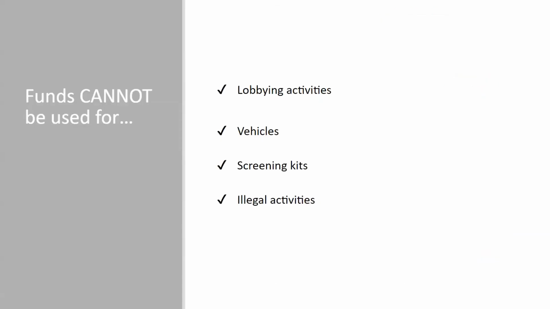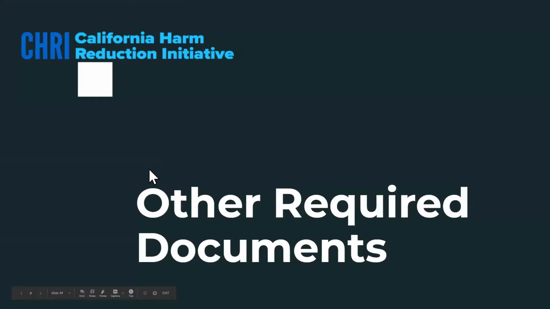Again, as a reminder of what I stated earlier, as you're navigating through the budget template, funds cannot be used for lobbying activities. They cannot be used for vehicles, screening kits, or for illegal activities.